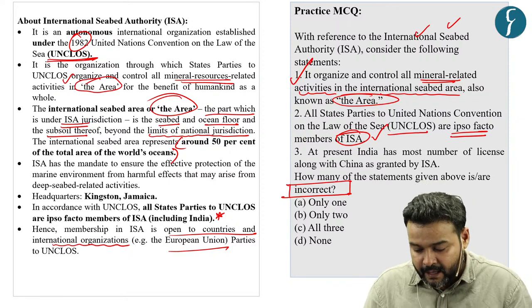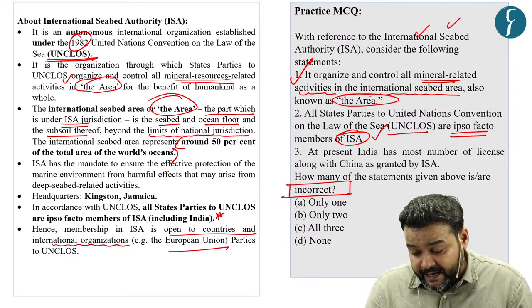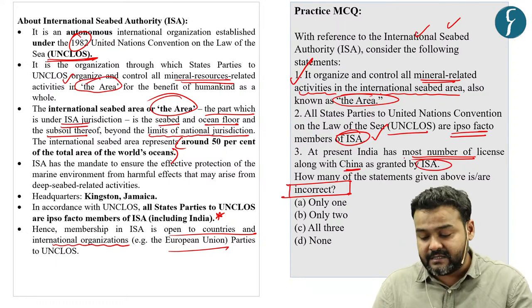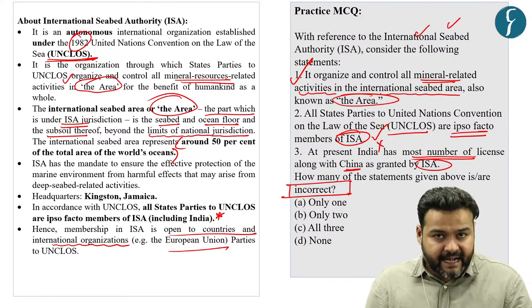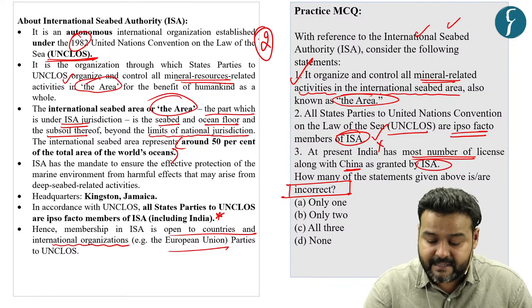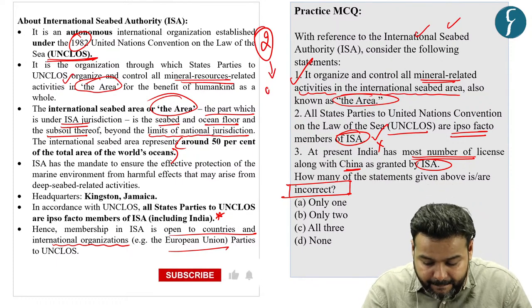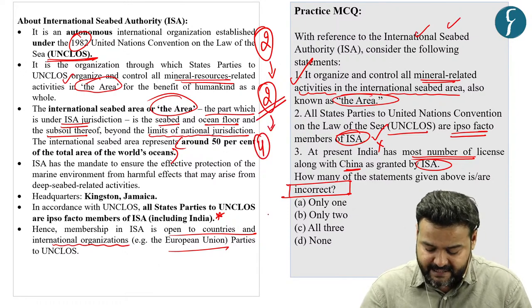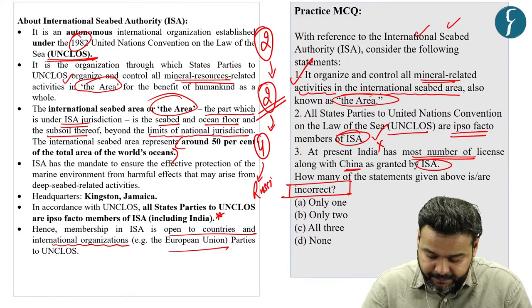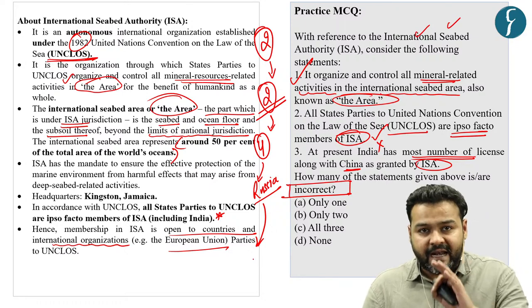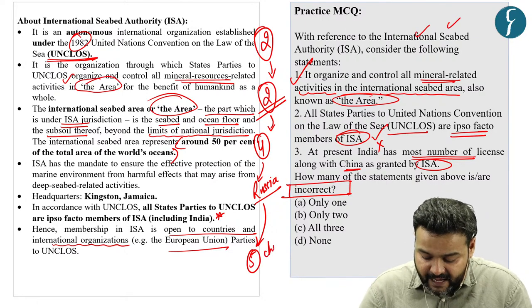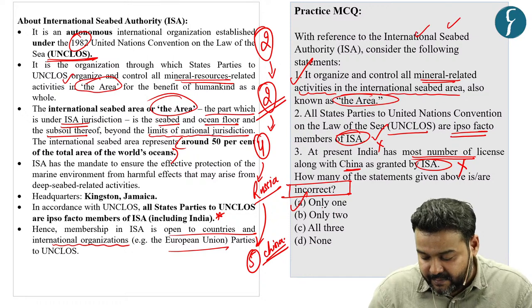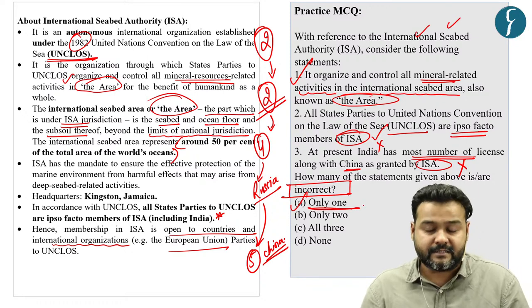Now, the third statement says, at present, India has the most number of licenses along with China as granted by ISBA. This statement is incorrect because India at present has two licenses for exploration and it has applied for another two. If ISBA accepts these two, India will have four licenses, which will be equivalent to Russia but would be one less than China, who has five licenses as of now. So this statement is incorrect and that makes option A, that only one, the correct answer.